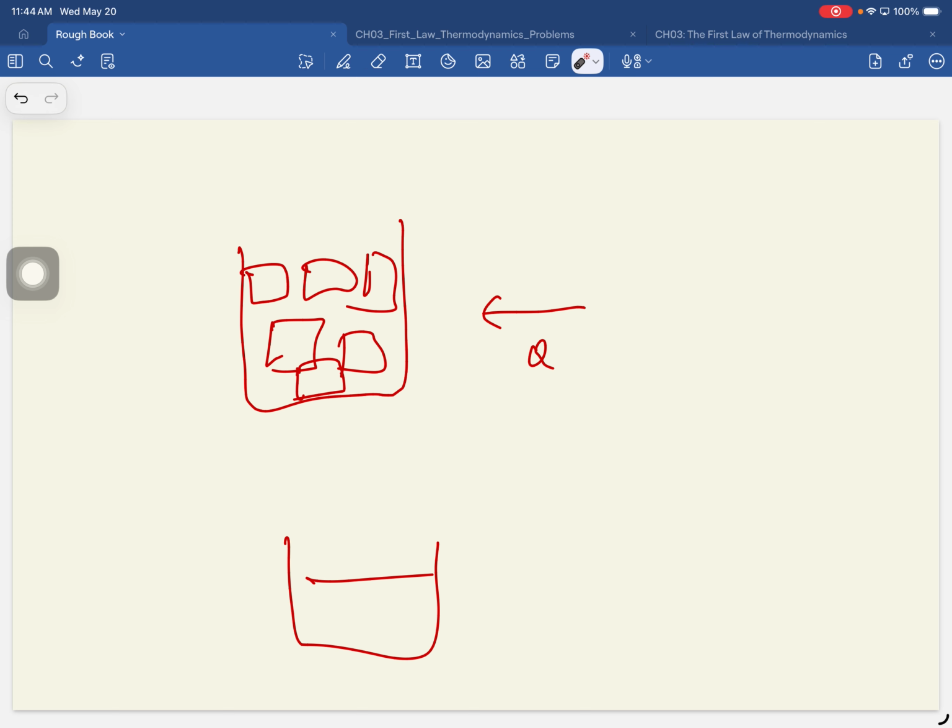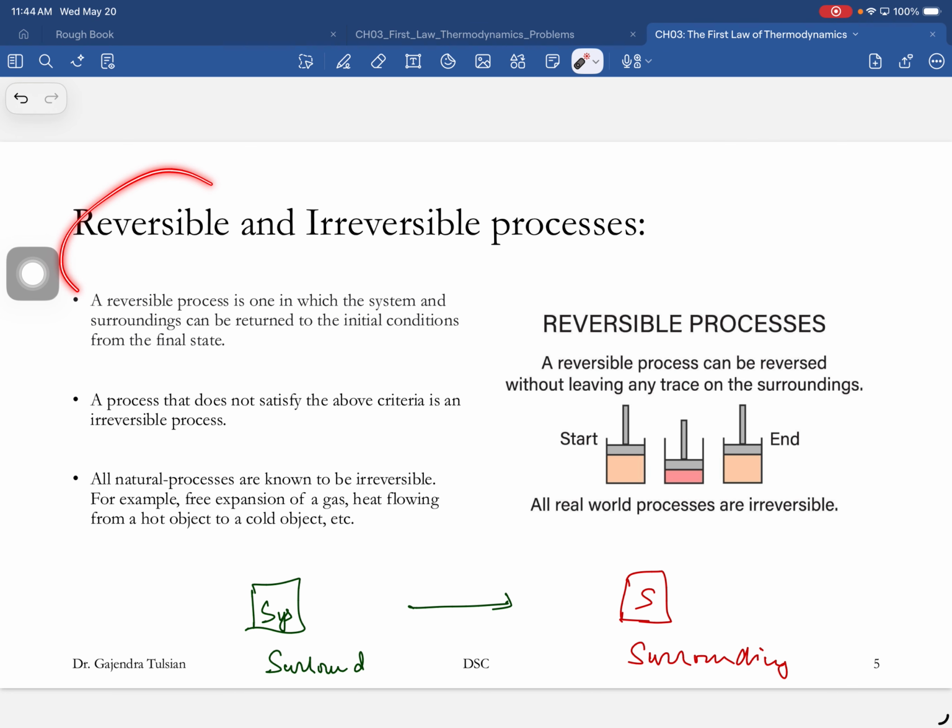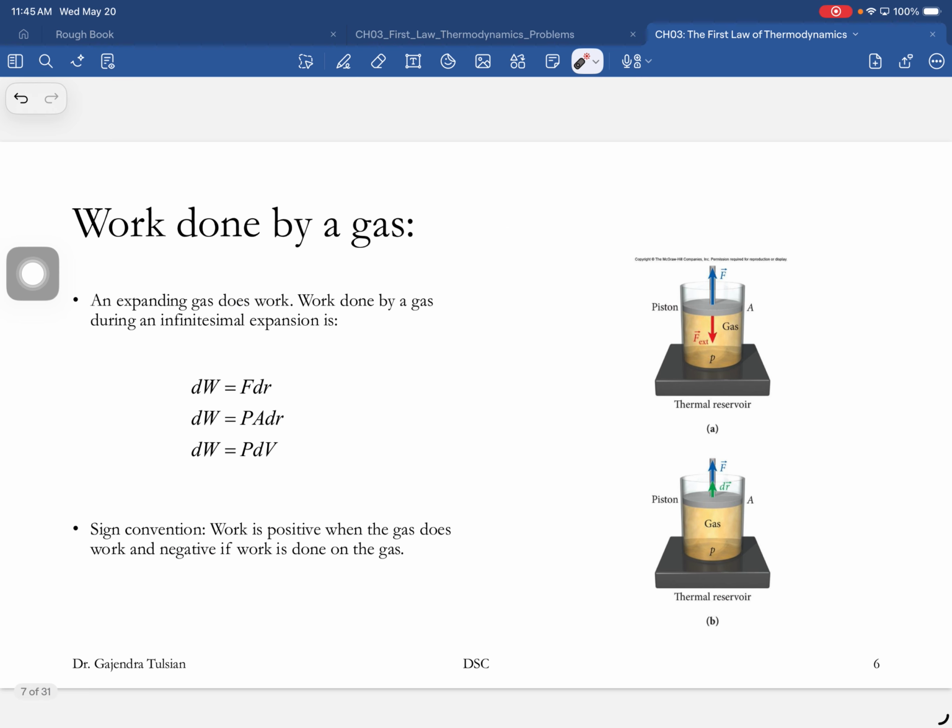ISO means constant. So isovolumetric process. Here's a process where the volume is constant. Let's say this is our initial state. I'm going to keep the volume constant. So I'm going to heat this gas. And as you can see, the pressure and temperature increase while keeping the volume constant.